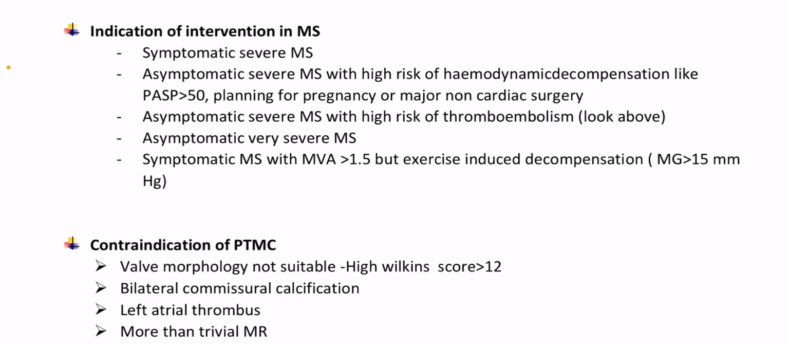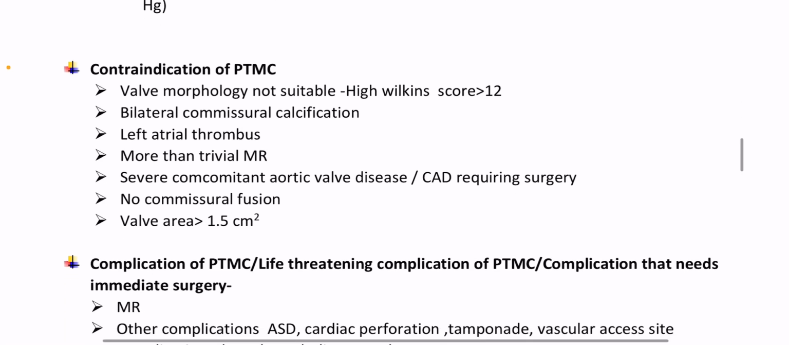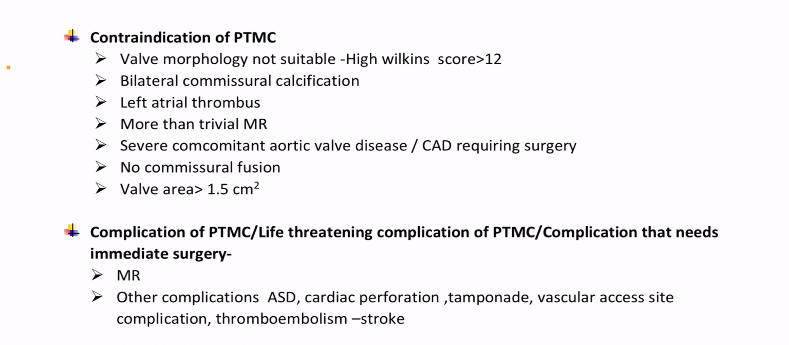Contraindication of PTMC: valve morphology not suitable, high Wilkins score more than 12, bilateral commissural calcification, left atrial thrombus, more than trivial MR, severe concomitant aortic valve disease or coronary artery disease requiring surgery, no commissural fusion, valve area more than 1.5 centimeter square.